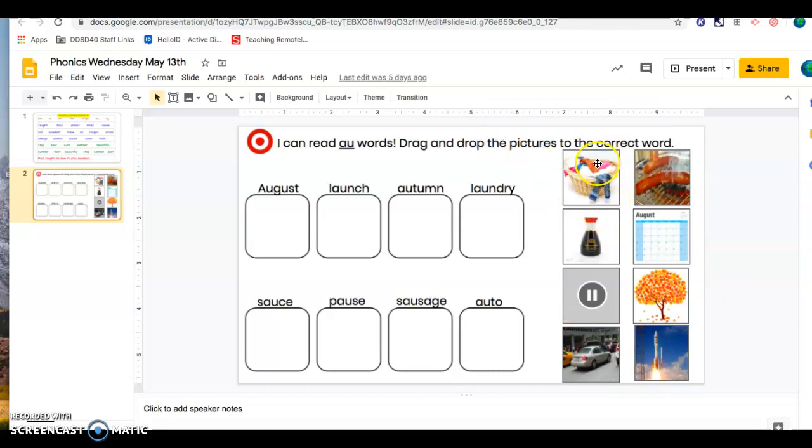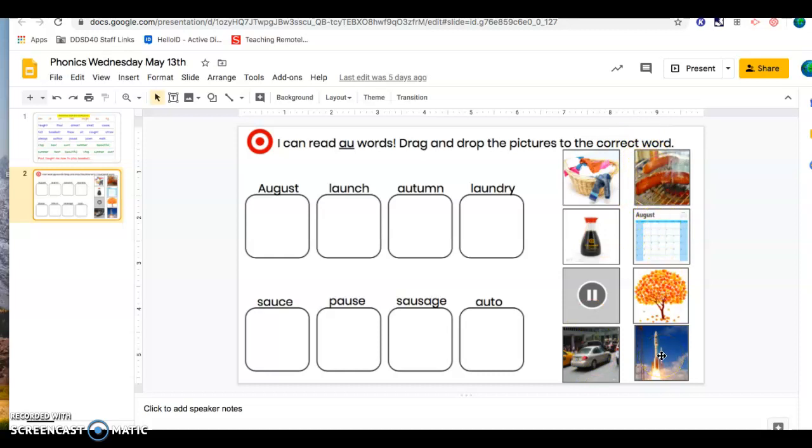My turn, your turn. Laundry, sauce, pause, auto, sausage, August, autumn, launch. So one more time, those pictures are laundry, sauce, pause, auto, sausage, August, autumn, and launch.